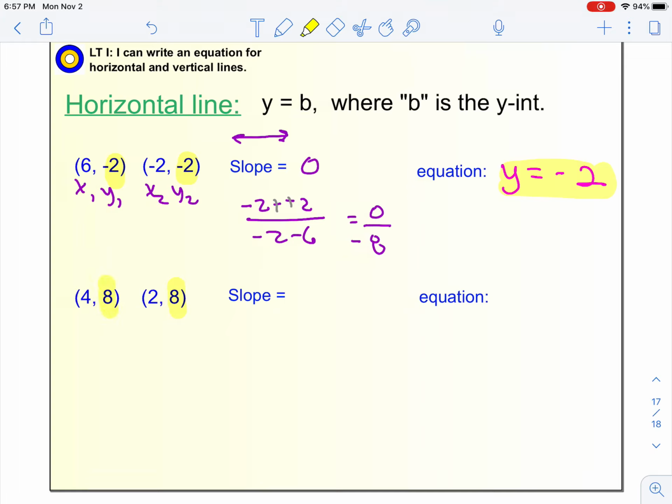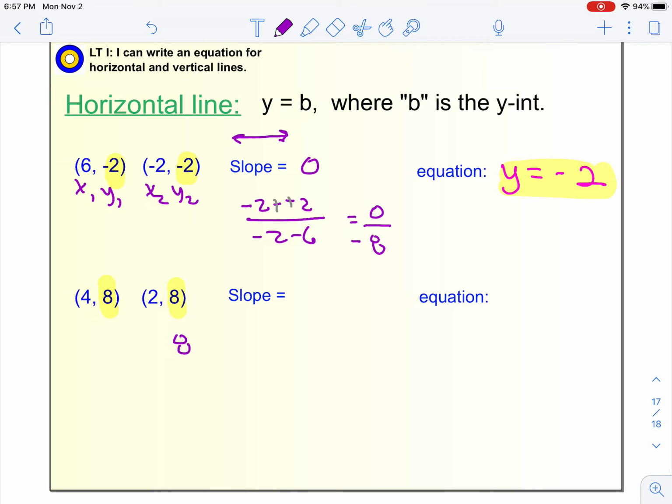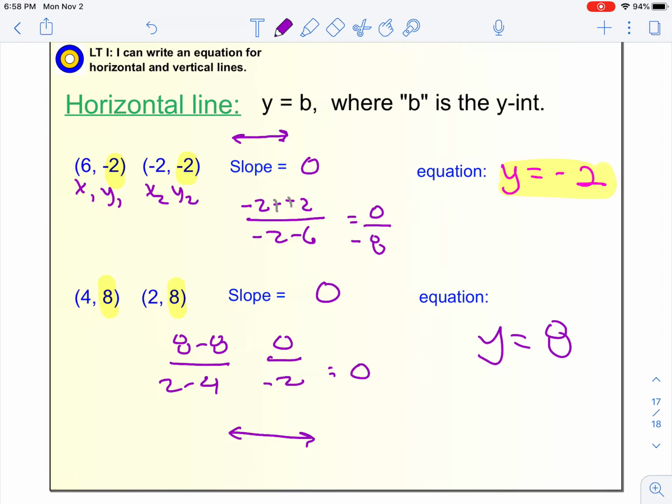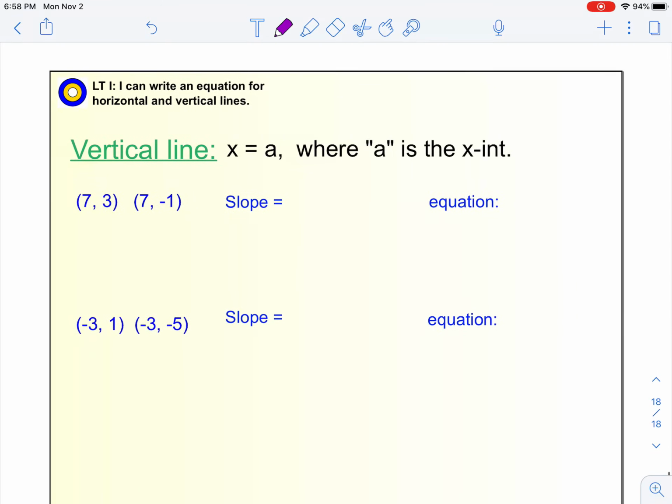Again, notice the y values are the same. And so when you subtract the y values, you are still going to get, for your slope, 8 minus 8, which is going to give you 0 over, and the bottom would be 2 minus 4, or -2, but that still gives you a slope of 0. And again, you know that that has to be a horizontal line, and so it's going to go through the y-axis, so that is going to be y equals 8.